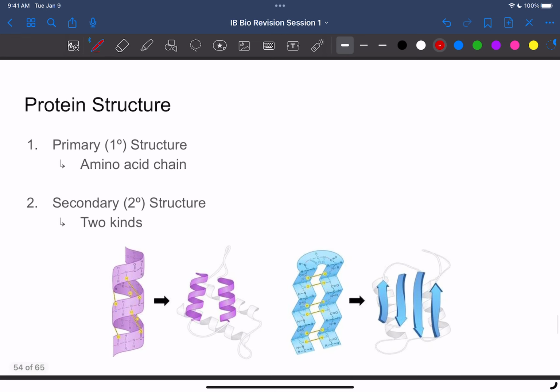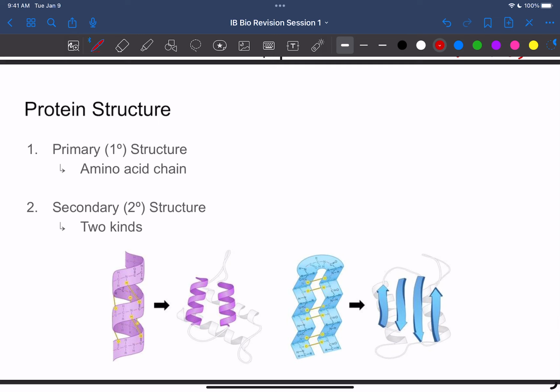Next, we're going to get into protein structure. We're going to absolutely hammer through this. Primary, well, this one's easy. This is just the amino acid chain. What amino acids are in a polypeptide. Poly meaning more than two or four. Which ones are in there? The R groups are variable, and it's basically just the order of amino acids.